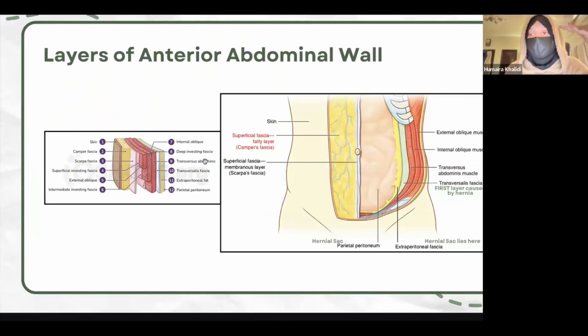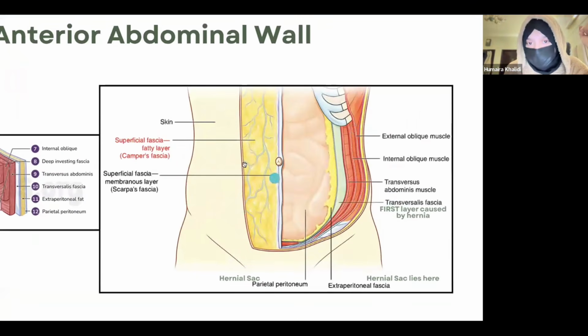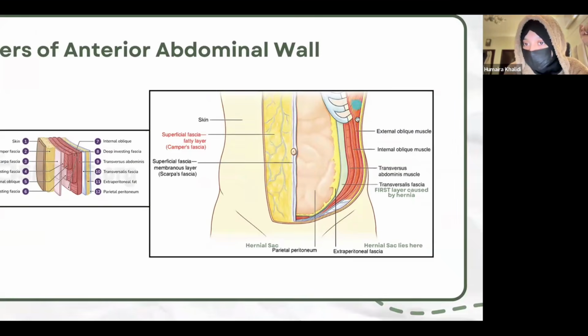So right under your skin, the first thing you have is a thin layer of fat, not as thick as what's showing here. Again, if you want to see it again, this is going to be the skin, the superficial fascia fatty layer, Camper's fascia, the superficial fascia membranous layer, or Scarpa's fascia. You're going to have the external oblique muscle, this is the external oblique, guys, the outermost one. It's going to be covered by a fascia.